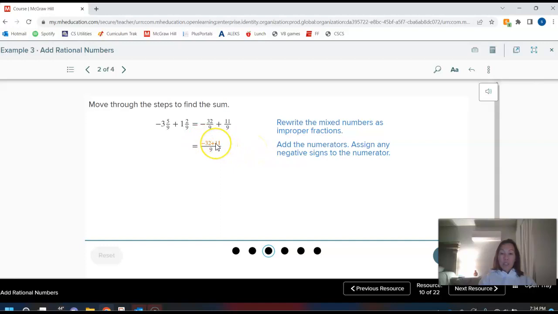So now it's just what we did in the last chapter, negative 32 plus 11. So how would we add negative 32 plus 11? Think about that. One of each, so we actually subtract these two. 32 minus 11 is 21, and since the larger absolute value number is negative, then my answer is negative. So this is negative 21 over 9.